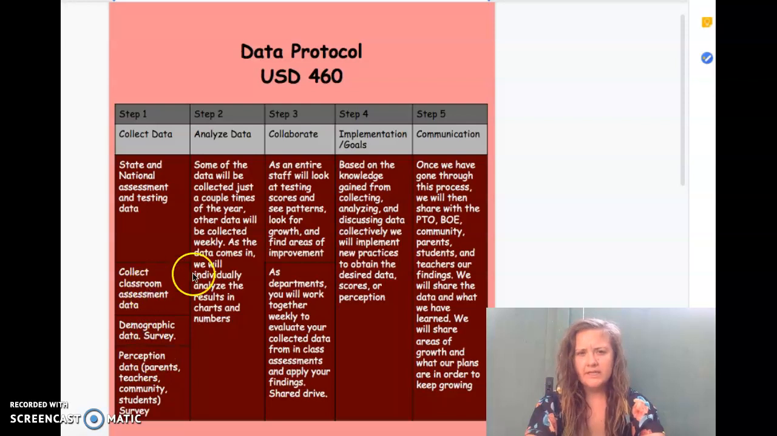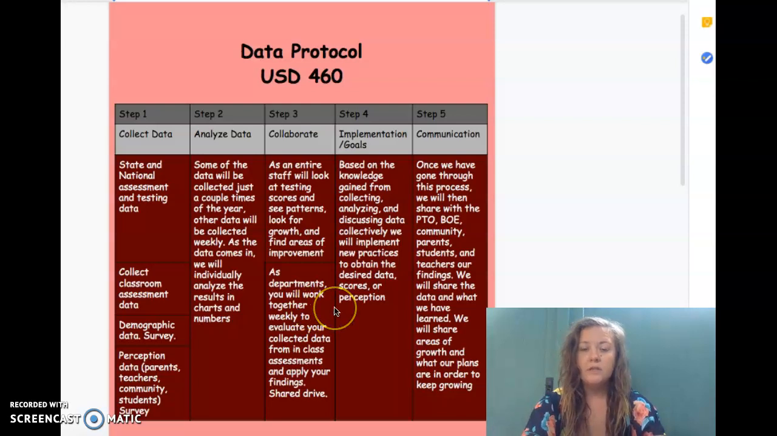So first, collecting that. Next would be analyzing that, and talking about when we will analyze that data. Some of it comes in more frequently, other times maybe only a couple times a year, but what that analyzing process looks like. And then step 3 for us would be to collaborate. So once again, talk about how, as an entire staff, we will collaborate and look at some of that data, but then also as departments, and how they will more regularly come together and collaborate and look at that data.